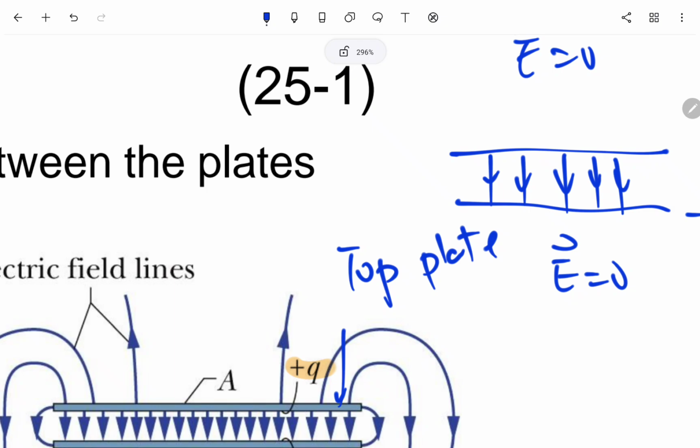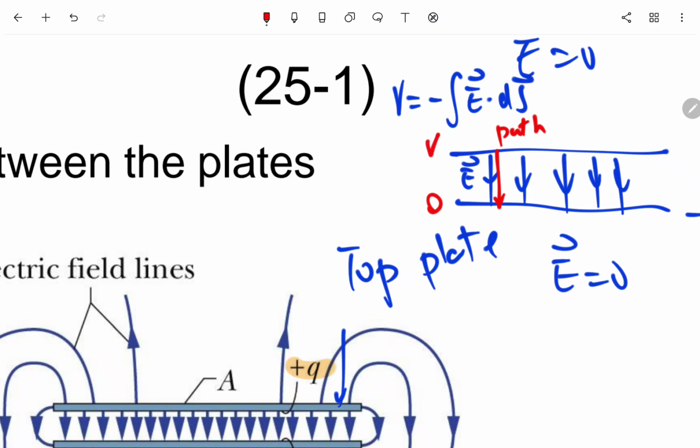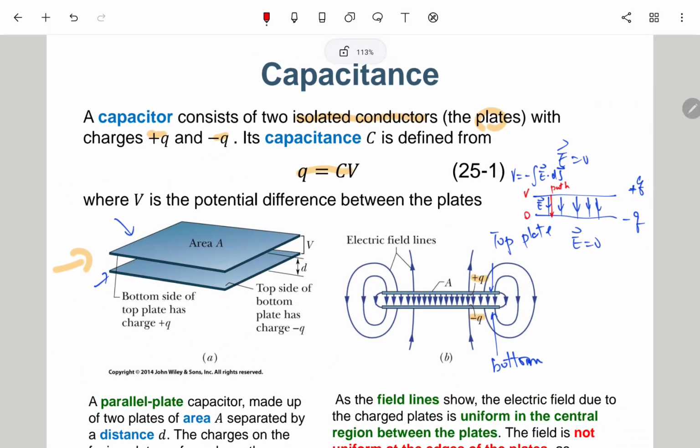In this case, as long as we have an E field, there will be a potential, because if you still remember, V equals negative integration of E dot ds. For this line integral, let's say we have a path like this, the path along which we do the line integration. Then E dot ds will be a non-zero value, so there will be a potential difference. There will be something like V at one plate and 0 at the other plate. Something like that.